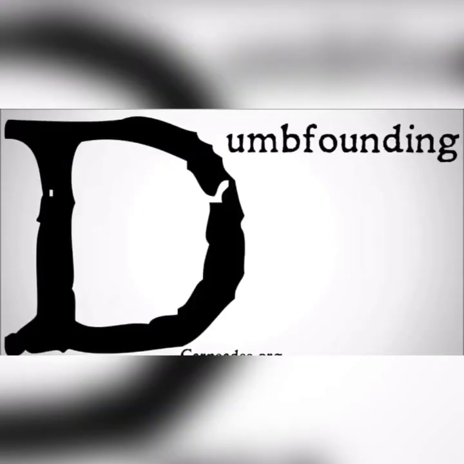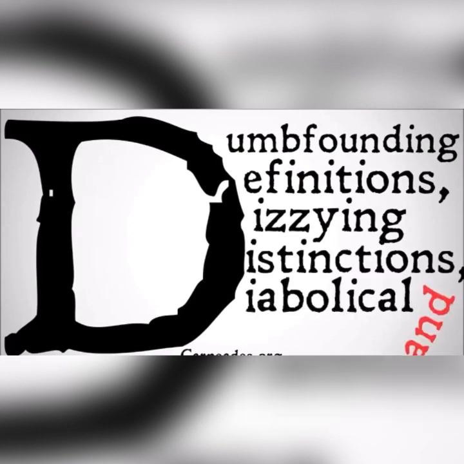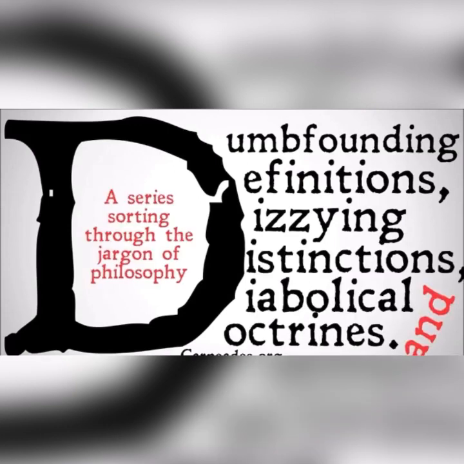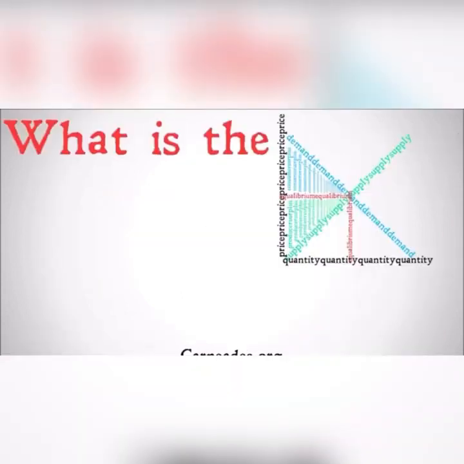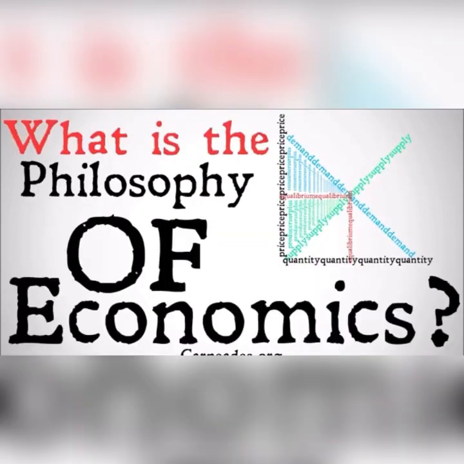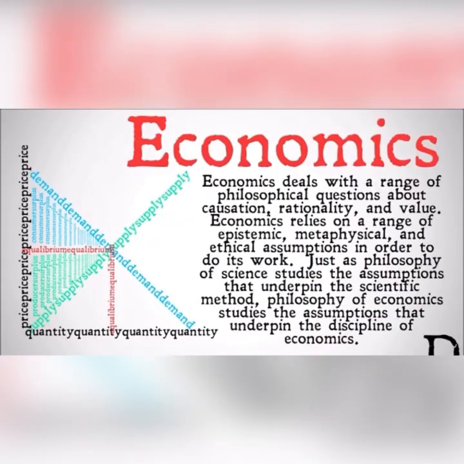Continuing with our series, Dumbfounding Definitions, Dizzying Distinctions, and Diabolical Doctrines, a series sorting through some of the jargon of philosophy. In this video, we're going to be answering the question, what is the philosophy of economics? Now, economics deals with a range of philosophical questions about things like causation, rationality, and value. Economics relies on a range of epistemic, metaphysical, and ethical assumptions in order to do its work.